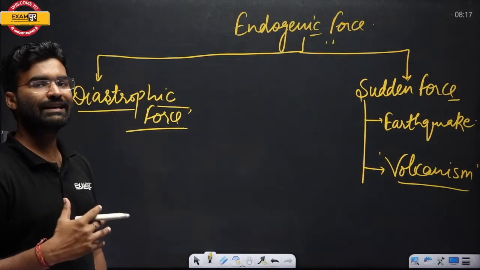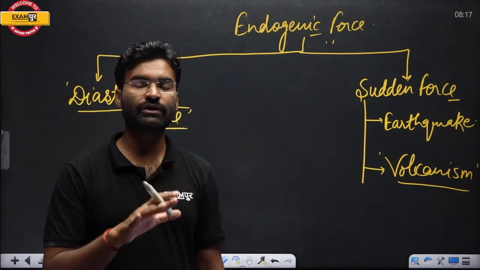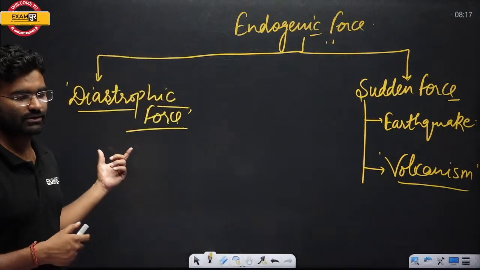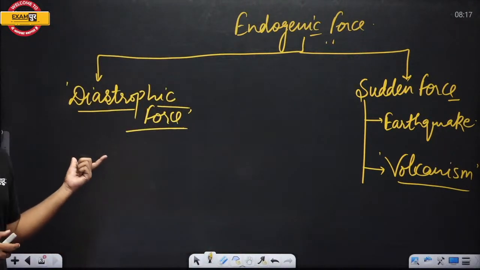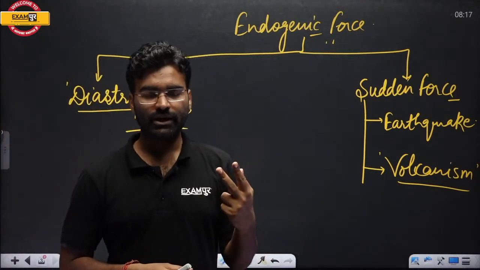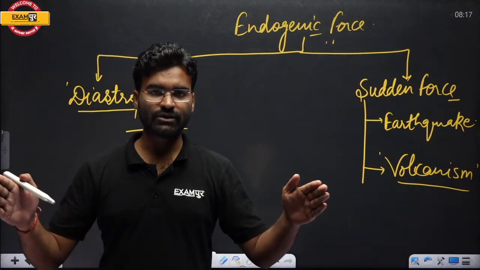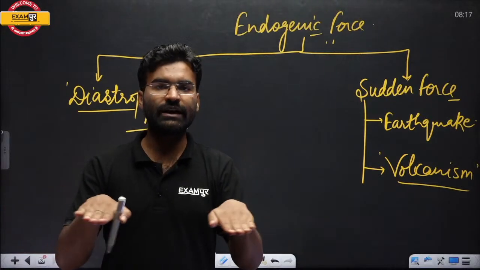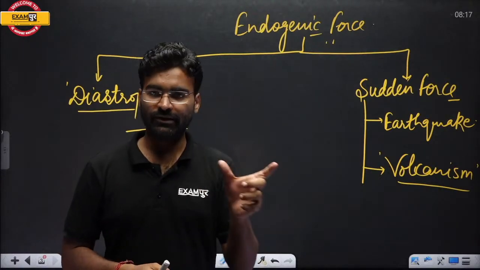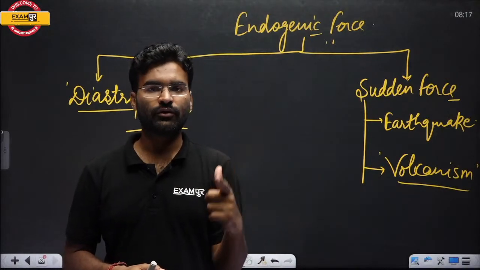So most of the structure, most of the geomorphology on the earth surface which we have seen at the present time, is the result of the diastrophic force. If the diastrophic force is working at any place, there are two possibilities. The force is working horizontally, or it is working vertically.